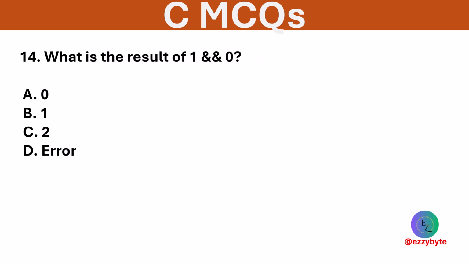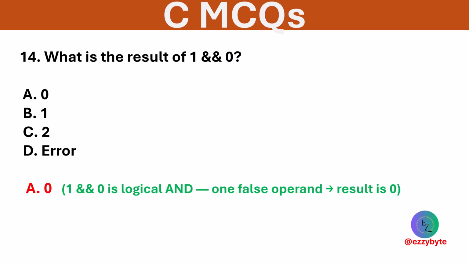What is the result of the following? Options are 0, 1, 2, error. Option A is correct. Logical AND is true only when both operands are true.